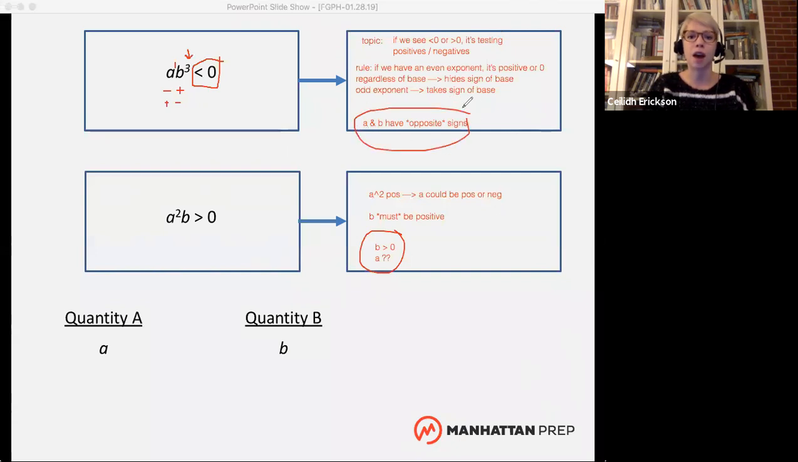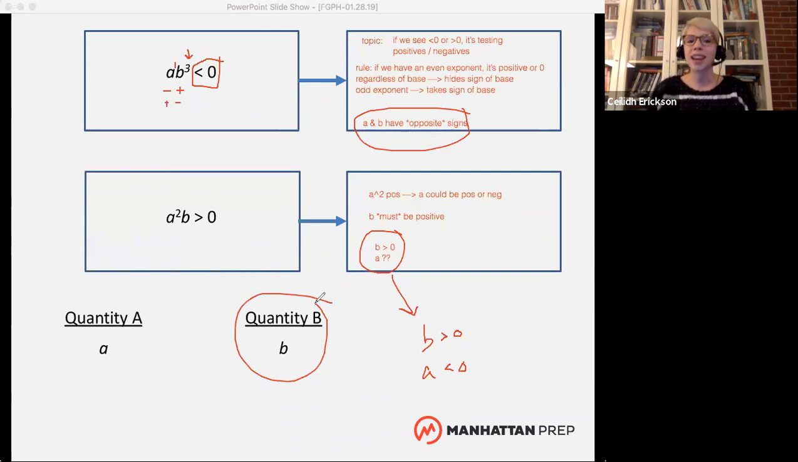A and B have opposite signs, and B is positive. So therefore, putting the two of those together, we can conclude B positive and A negative. And if that's the case, what is greater, quantity A or quantity B? We don't know what the actual values are, but it doesn't matter. Quantity B must be greater if it's positive, but A is negative.